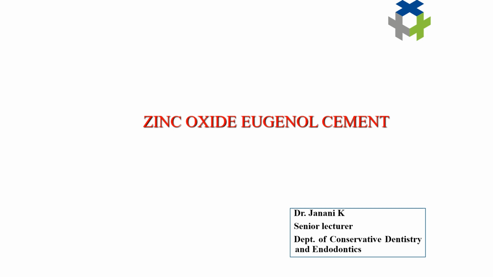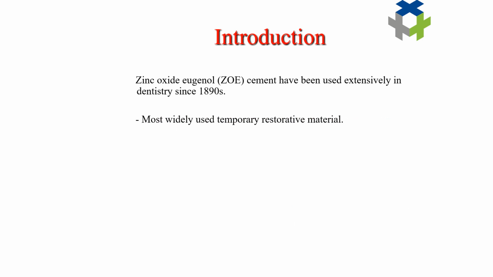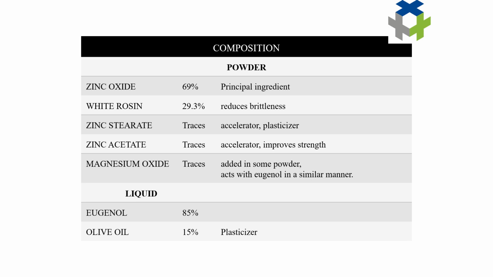Today we're going to see about zinc oxide eugenol cement. Coming on to introduction, zinc oxide eugenol cement has been used extensively in dentistry since the 1890s. It is the most widely used temporary restorative material. So coming on to composition, it is generally available as powder and liquid.